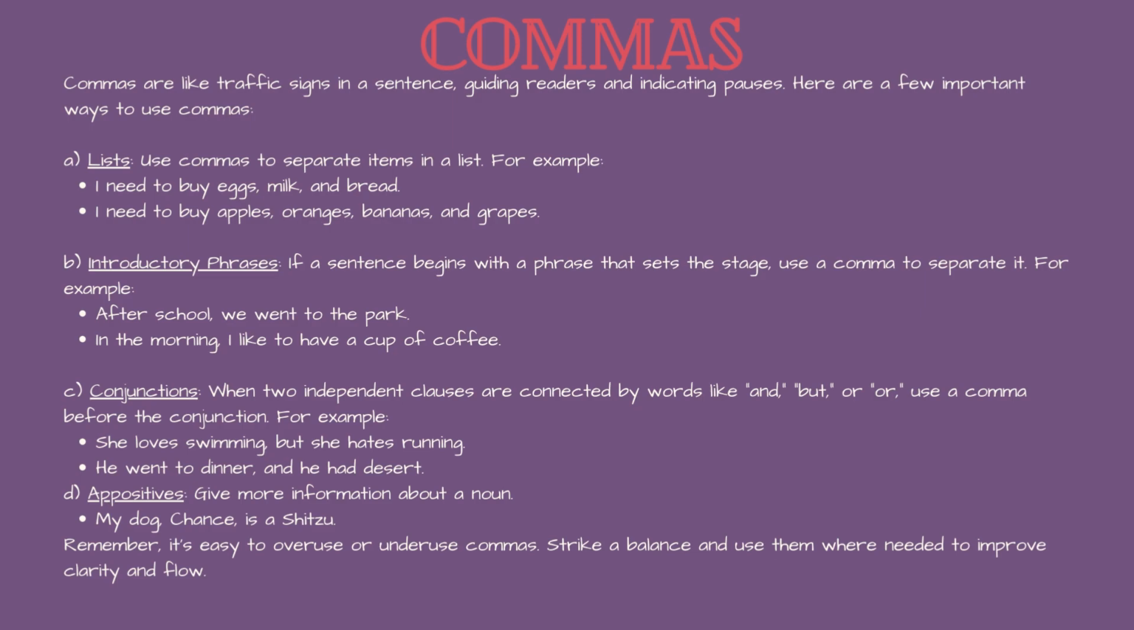You can also use commas as appositives. When you want to give more information about a noun, use a comma to set it apart. It's like saying, I have to tell you a little bit more about this thing. For example, my dog, Chance, is a Shih Tzu. The comma before and after Chance lets us know it's an additional detail.